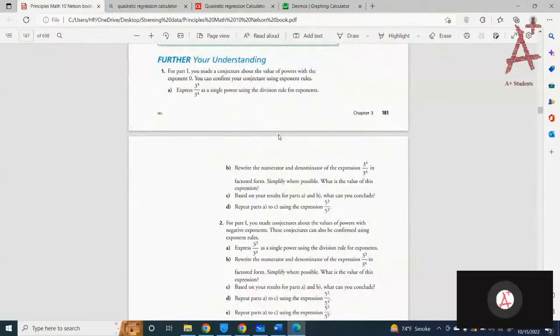Okay, let's start with question number 1. For part I, you made a conjecture about the value of the powers with the exponent 0. You can confirm your conjecture using exponent rules. So you have to use the exponent rules and we have to see what the values are. Express 3^4 divided by 3^4 as a single power using the division rule for exponents.